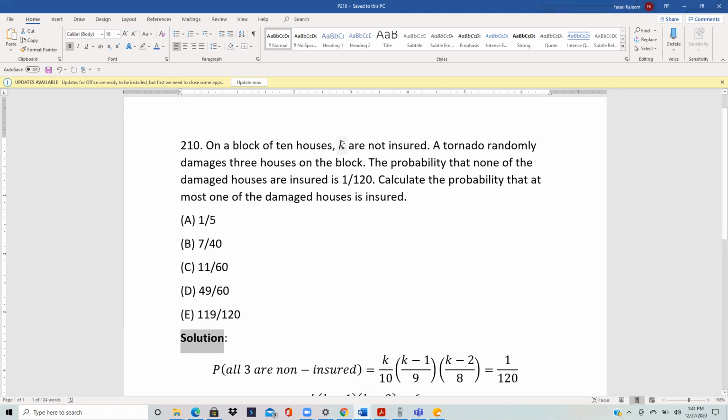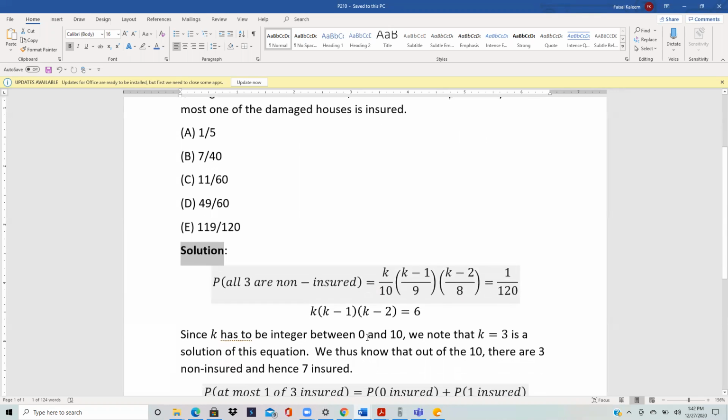So there are K not insured out of 10. So the probability that the first one is not insured would be K out of 10. And then the second one not insured will be K minus 1 out of 9. So this is like a without replacement thing. And the third one not insured would be K minus 2 by 8. And that has to be equal to 1 over 120.